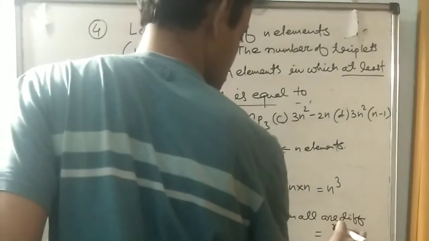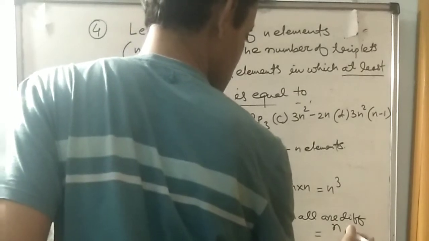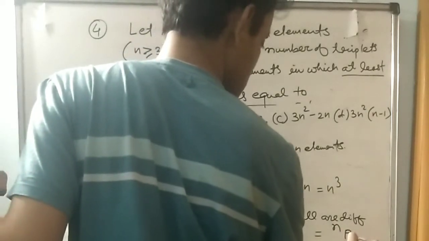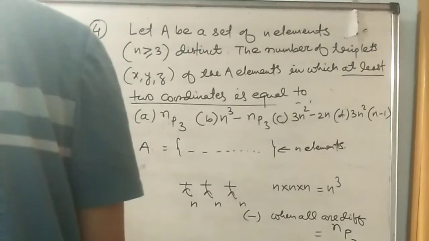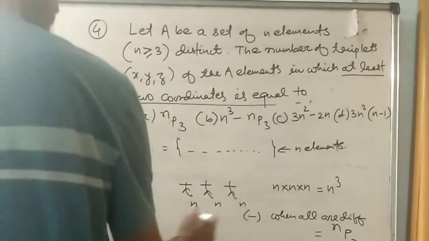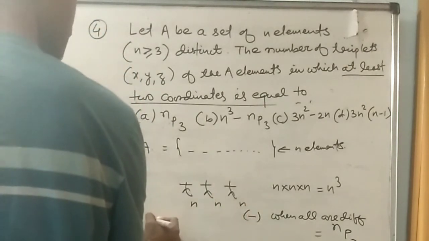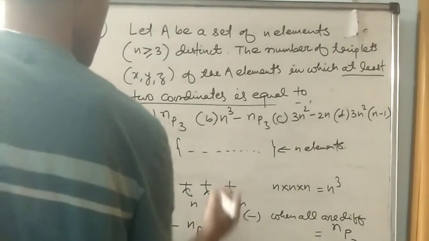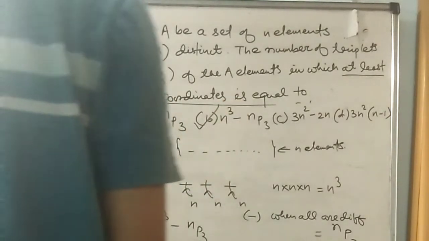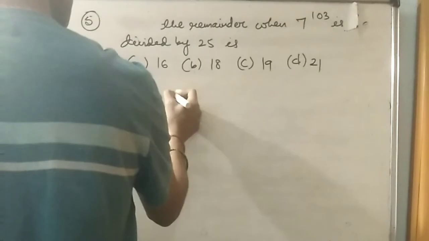So using this concept, we have n things, out of which we have to take 3 at a time for the element. So nP3, the formula of permutation. So required result will be therefore n cube minus nP3, and therefore option B is the option.